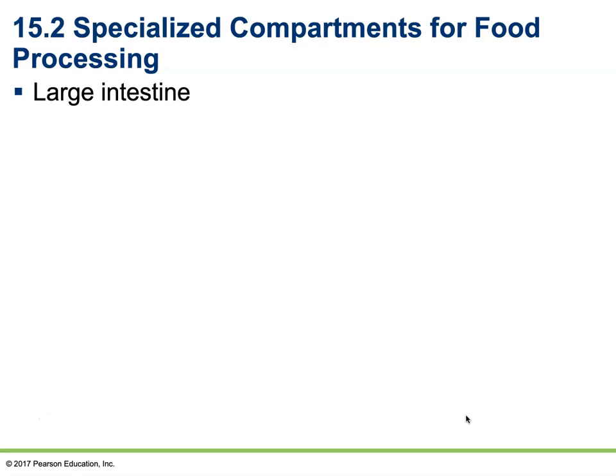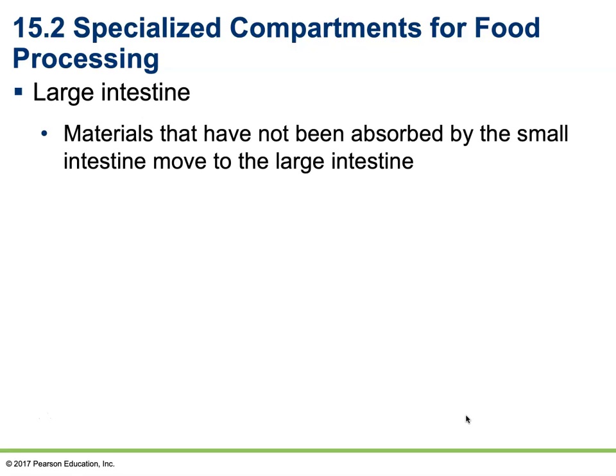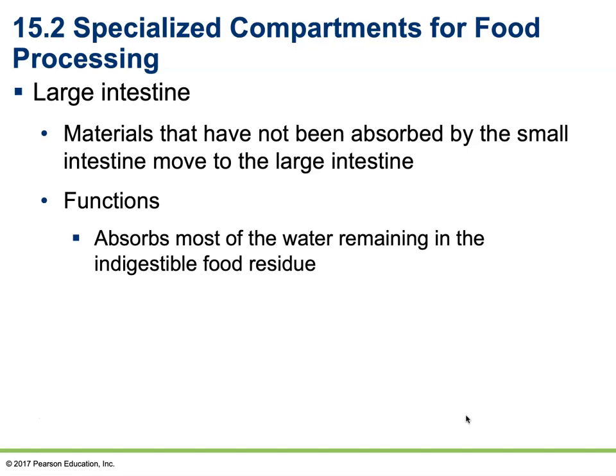All right, next up is the large intestine. The large intestine is where materials that have not been absorbed by the small intestine are going to pass into. Now here, we're really not looking for food or nutrient absorption. At this point, we're just going to see that we're absorbing most of the water remaining in the indigestible food residue, and then we're going to store and eliminate the rest as feces. So there's very little monomer absorption at this stage. It's not the primary goal of the large intestine.